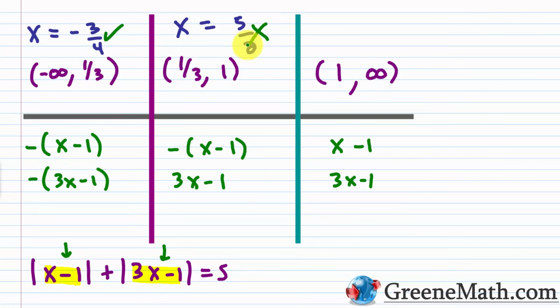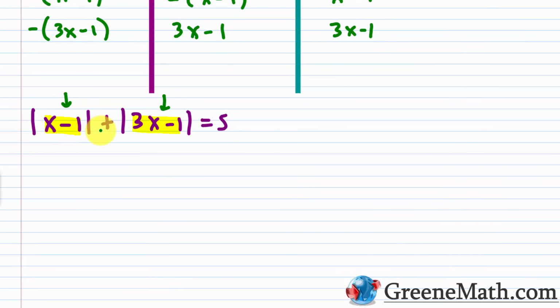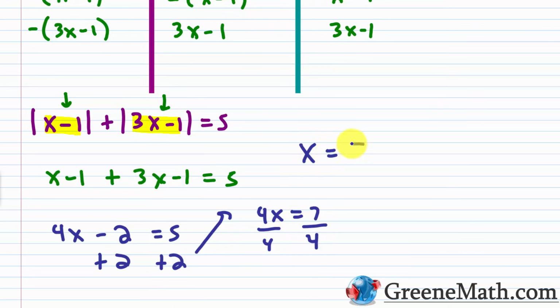Now we're going to move on to this interval right here, which is anything larger than 1. In this interval, both of these are positive. So I'm going to drop the absolute value bars in each case and just write what I have. So I'd have x minus 1 plus 3x minus 1, and this is equal to 5. Then I would add x plus 3x, that's 4x. Negative 1 minus 1 is negative 2. This equals 5. We would add 2 to both sides of the equation, and so we would have that 4x is equal to 7. We can divide both sides by 4 and find that x is equal to 7/4.